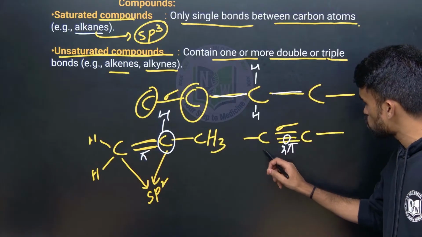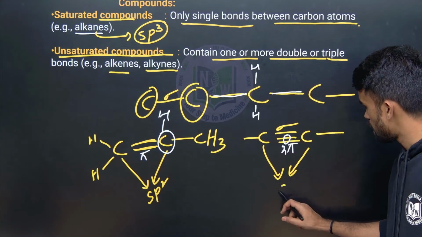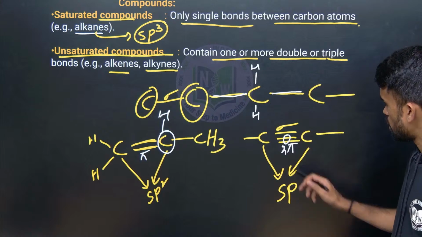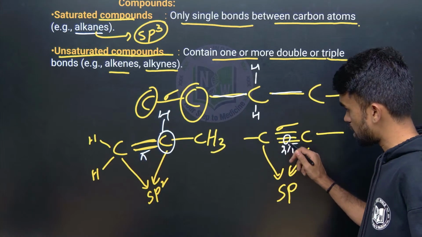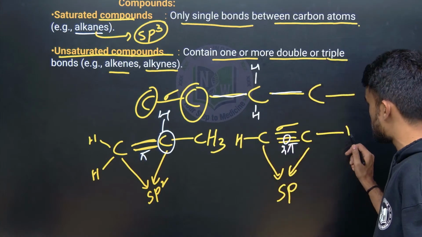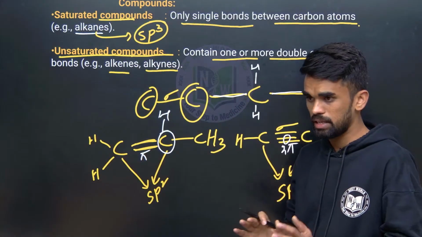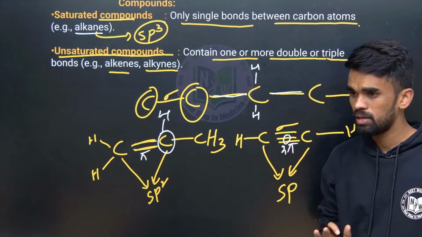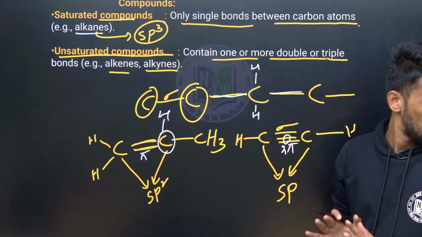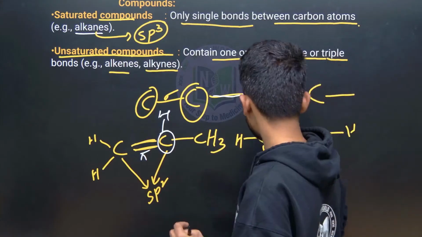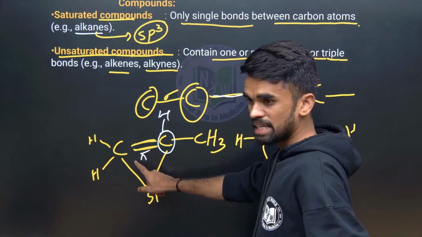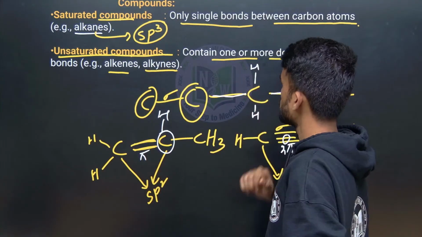Now what about these two carbons? Yes, sp hybridized. See, these are three bonds. The fourth bond should be attached with some other atom like hydrogen, carbon or anything, but its valency has to be satisfied. Hope it is clear. Next. So these are alkenes, these are alkynes. Okay.